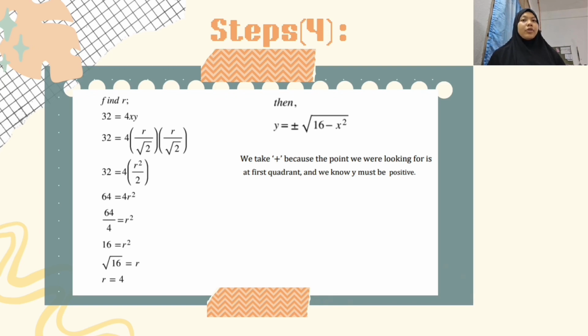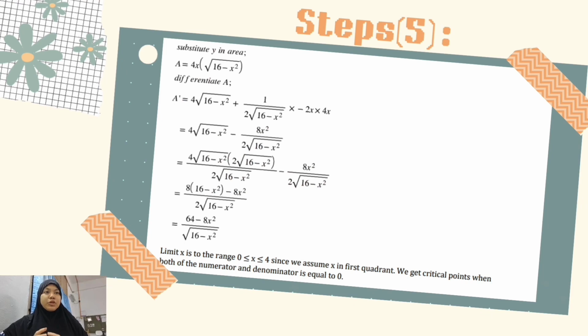Then, we obtain the r value, which is 4, we can substitute it into the Pythagoras theorem and get y in terms of x. We will obtain A prime in x term, which is 64 minus 8x to the power of 2 over square root of 16 minus x to the power of 2.